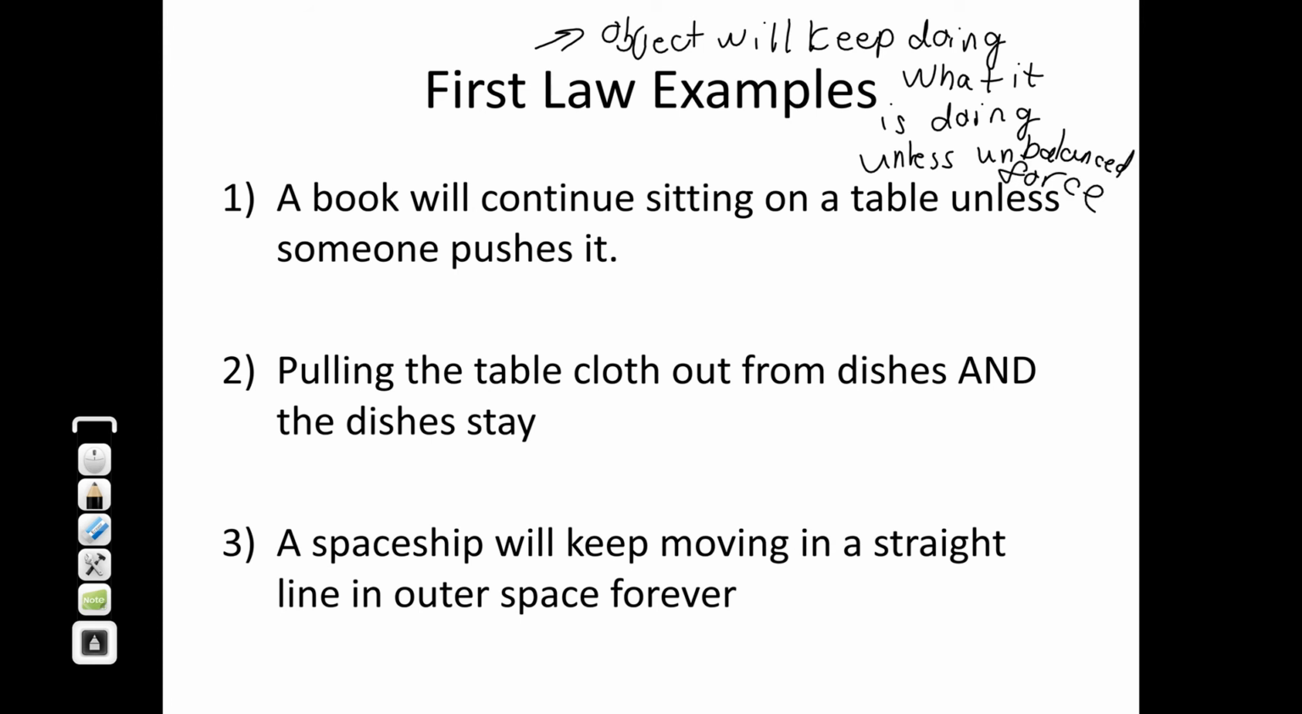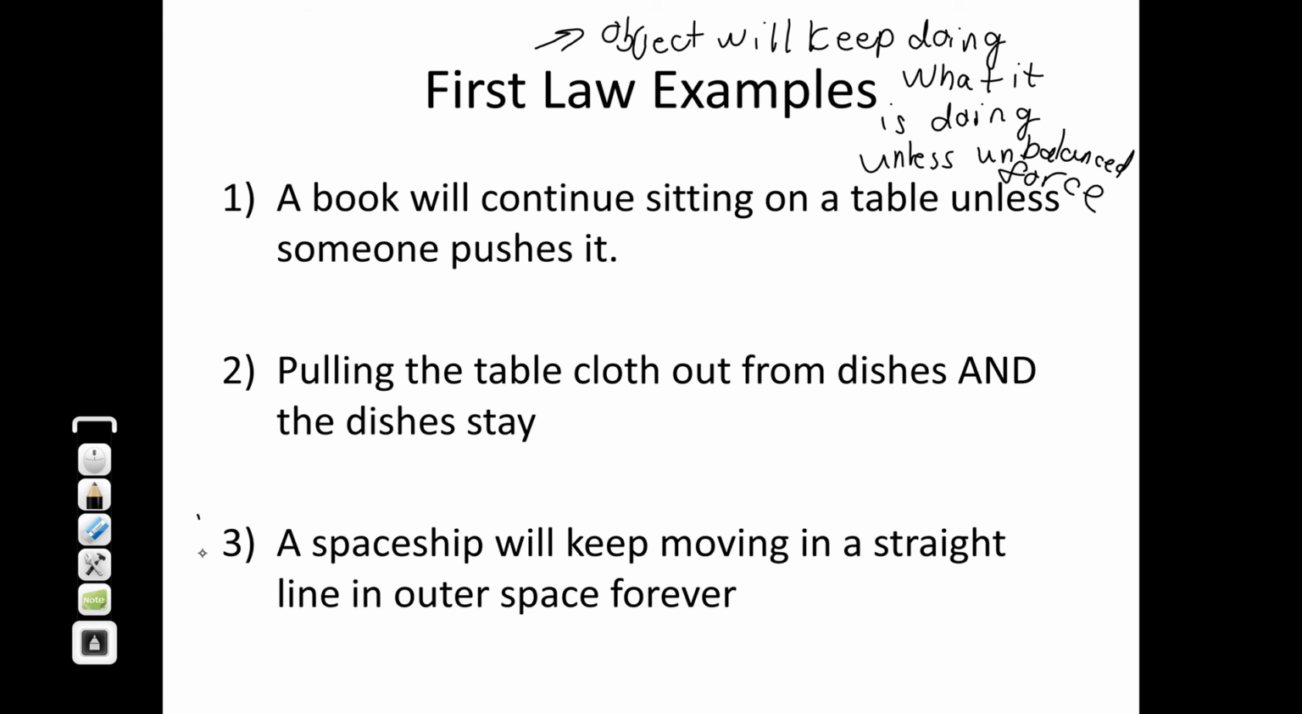Okay? So a book will continue to sit on the table until somebody pushes it. Another example is pulling a tablecloth out from under some dishes, and the dishes stay. This is the whole quote-unquote magic trick. I usually do this in class, but the trick is that you pull down on the tablecloth. That'll make the dishes hopefully stay where they are. Obviously, there's still a little friction between the two, but I'm only acting on the tablecloth, not the dishes.